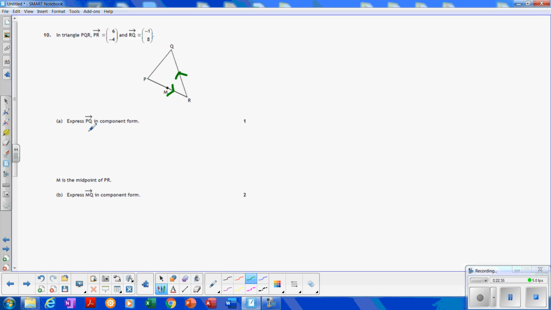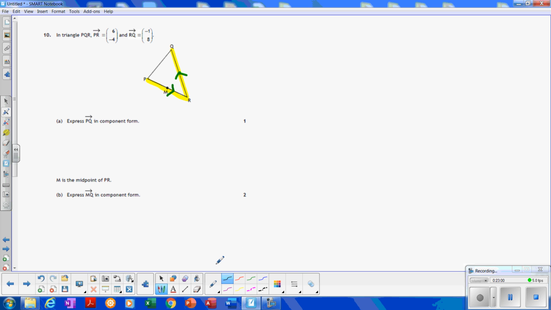Now we want to express PQ in component form, so I want a route that takes me from P and ends up at Q, but it's got to be along one of the routes that I can see the path. Right, so that one is given, so I could go from P to R and then I could go from R to Q, and effectively that's the same as starting at P and going to Q. So what we have to do then is write down that path.